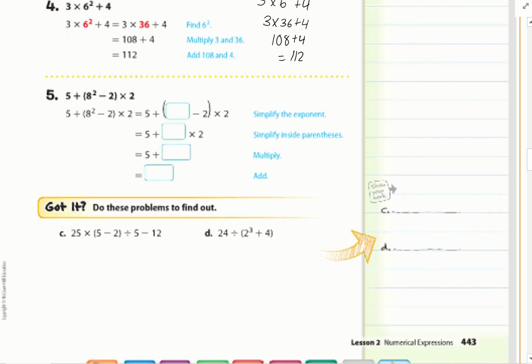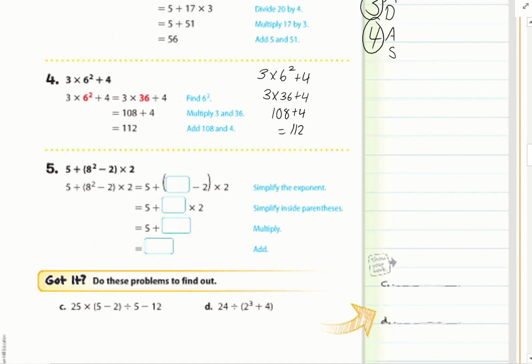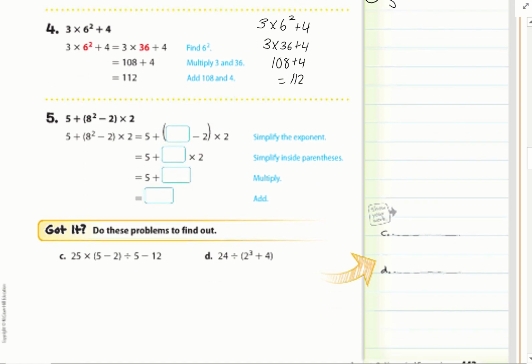It's number 5. So we have to do inside the parentheses first. And inside the parentheses, we have 8 squared. So now we do the order of operations again. So we have to do the 8 squared. So 8 times 8 equals 64. So we're going to have 64 minus 2. So 64 minus 2 is 62. Now we have addition and multiplication. We're going to do multiplication first. So it's going to be 124 plus 5. And that's going to equal 129.